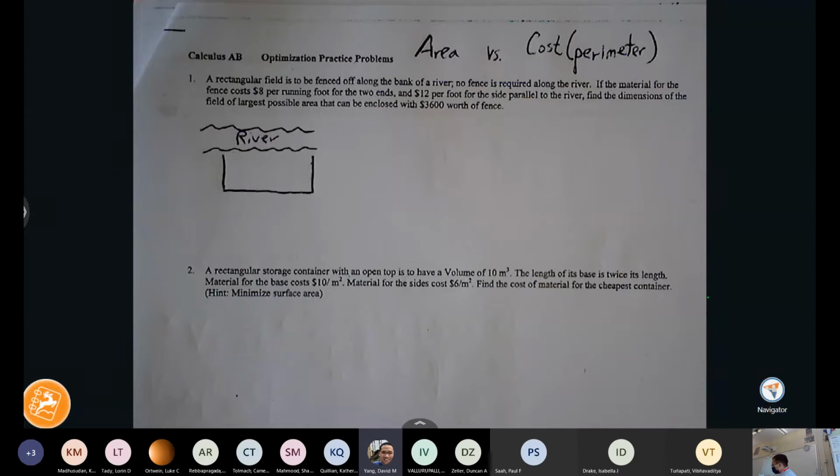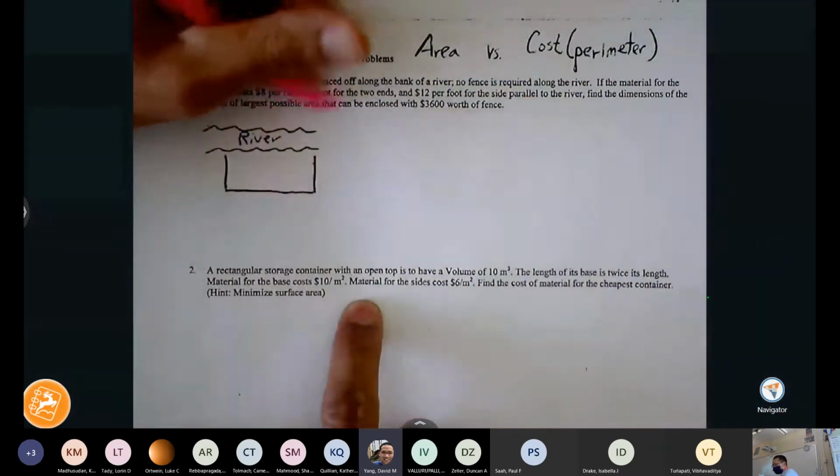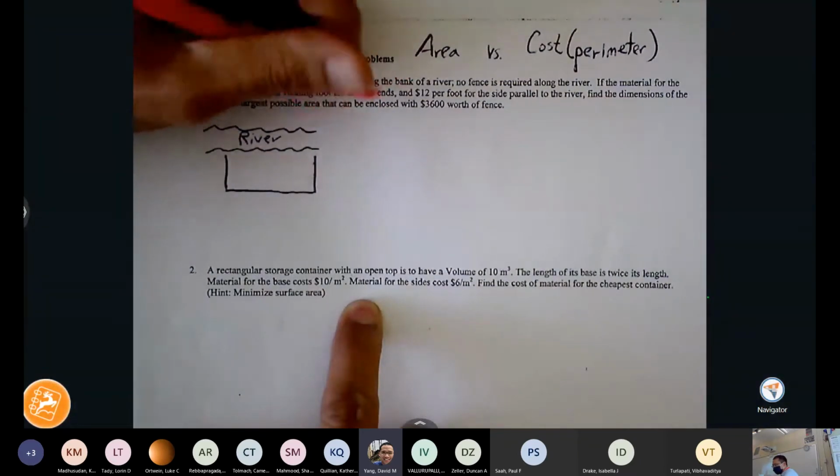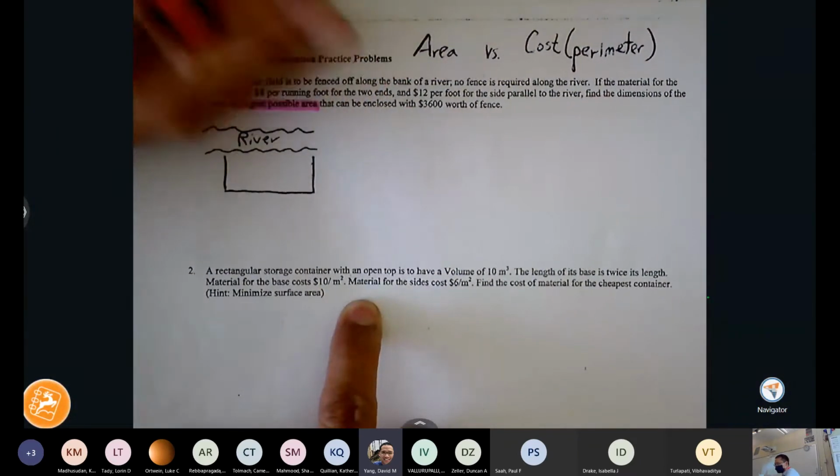All right, so what are we trying to optimize? Area. Yeah, largest possible area. So there we go, right? There's our context clue there.